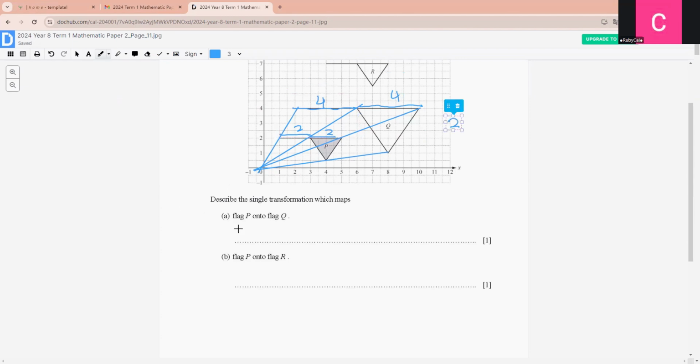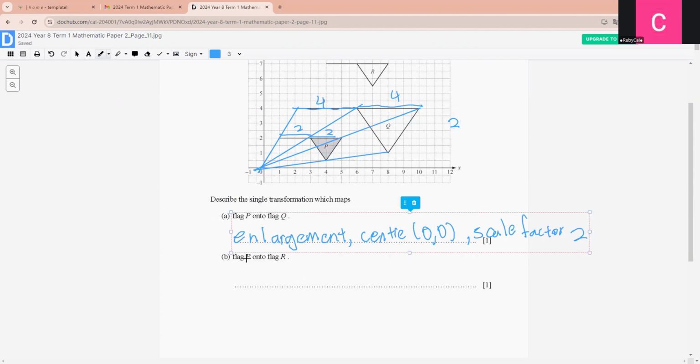And that means the transformation is enlargement at center 0, 0 with a scale factor of 2. Next question, flag P onto flag R.